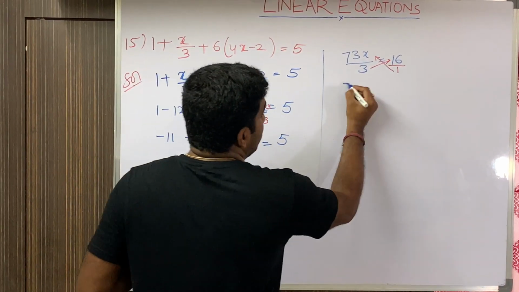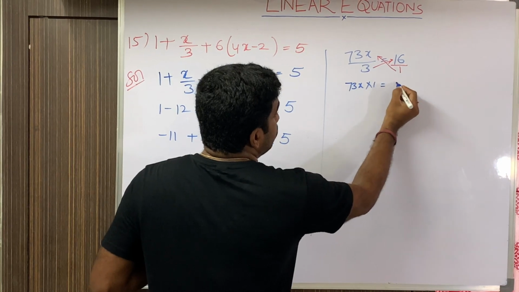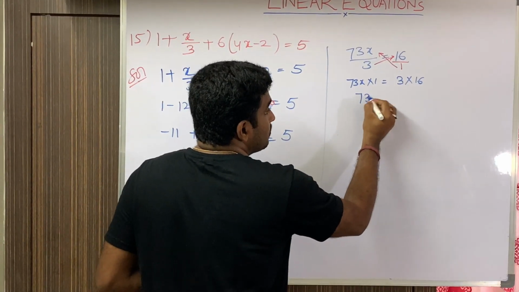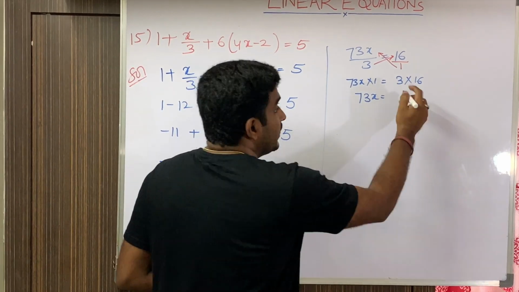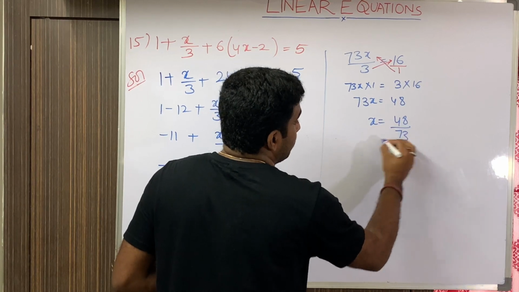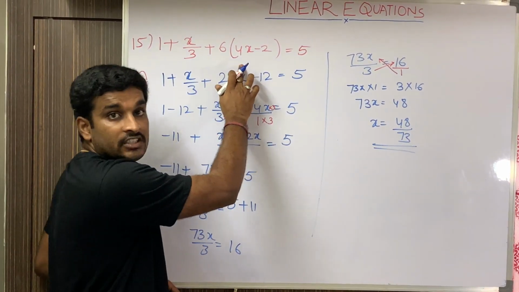Then it will become 73x into 1 equal to 3 into 16. When 73x is multiplied with 1, it will become 73x. 3 into 16 will be 48. Then the x we will get is 48 by 73. The answer of x for this equation will be 48 by 73.